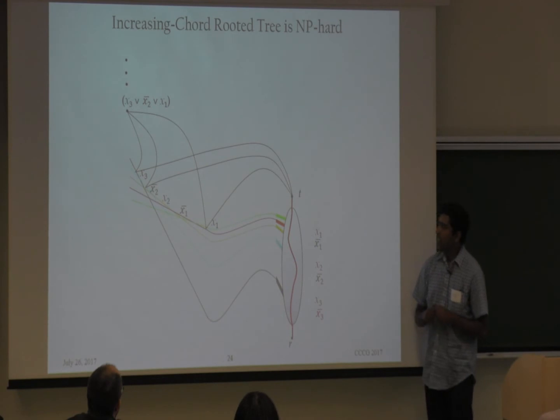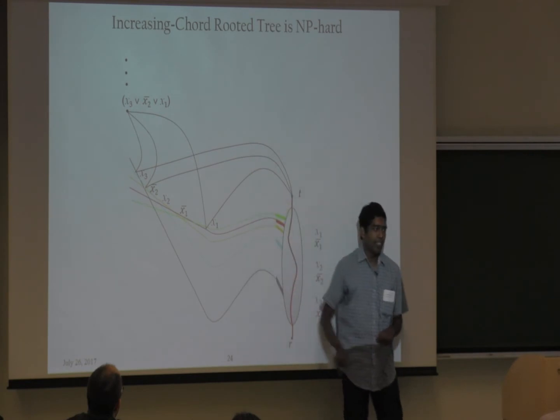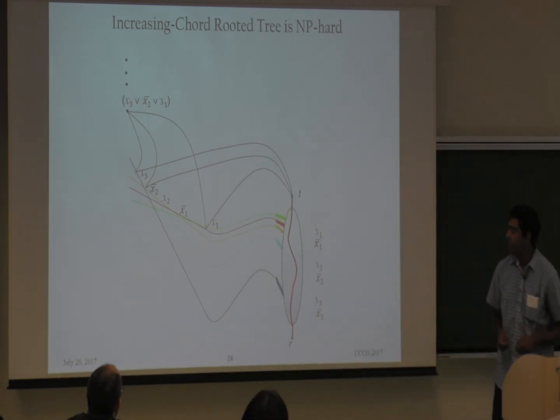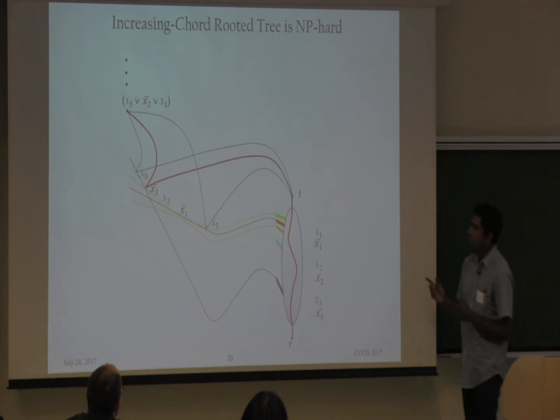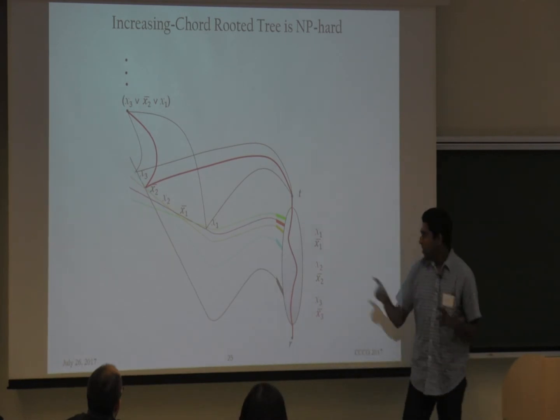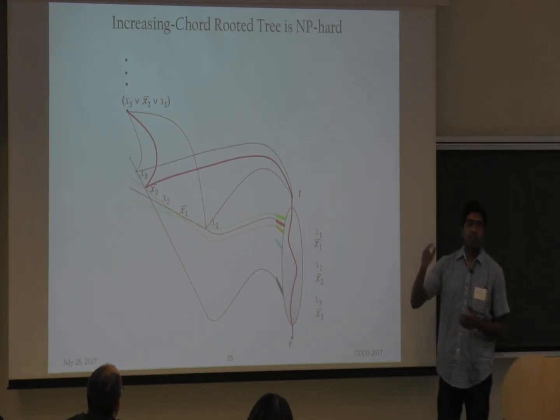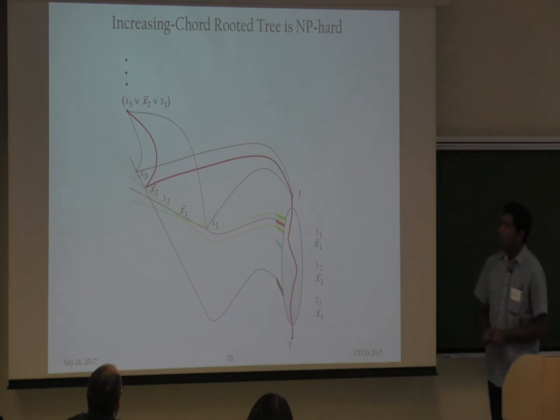So what we need to argue here is, if we can reach the clause point, then we can find an intermediate point through which I am going to the clause point, and that one I haven't selected, because if I selected that one, that would intersect with the corresponding point, and that would not be an increasing chord root to leaf path. So this way we can say that if there is an increasing chord rooted spanning tree, then we have all the satisfying assignments.